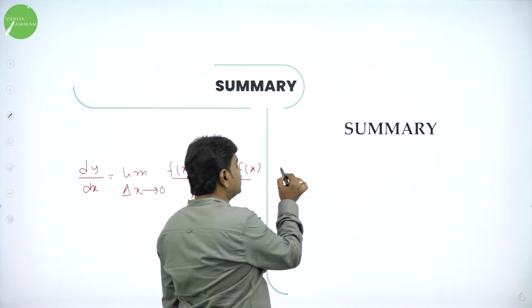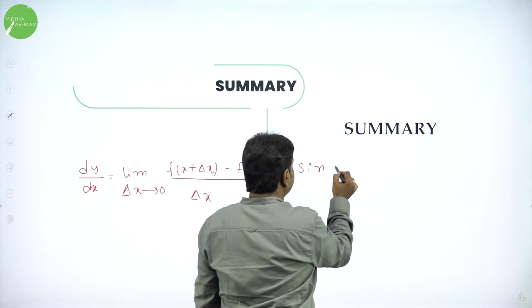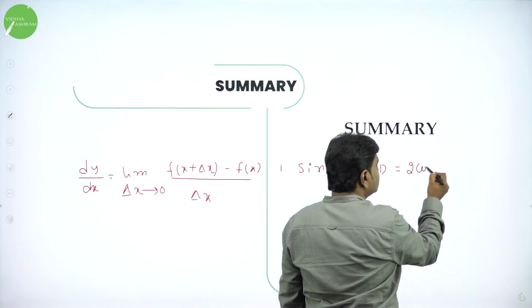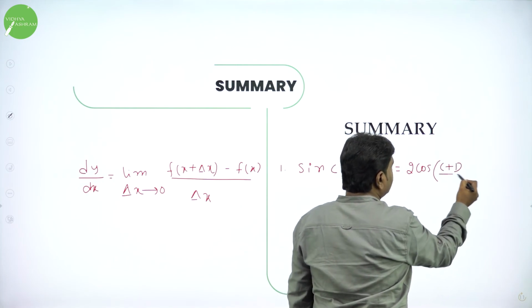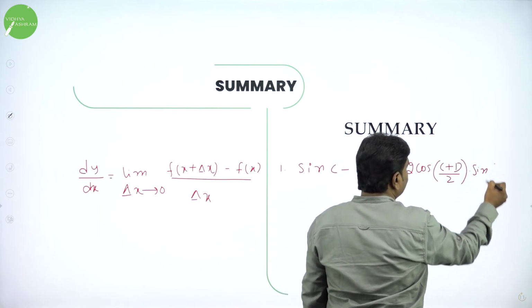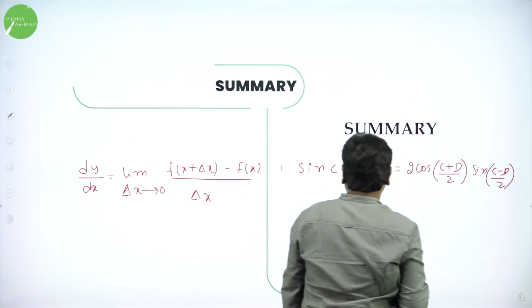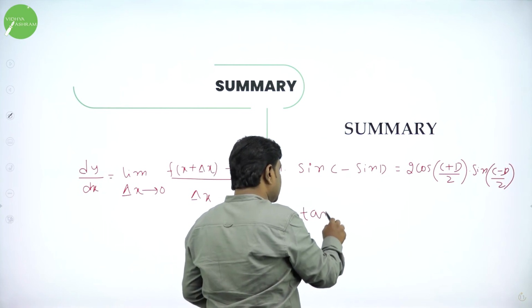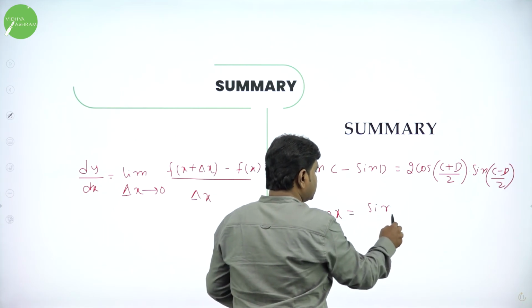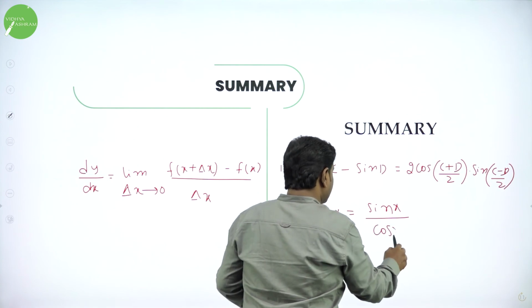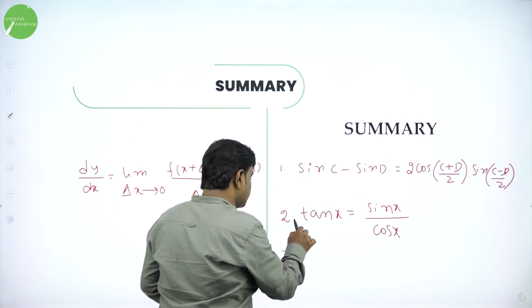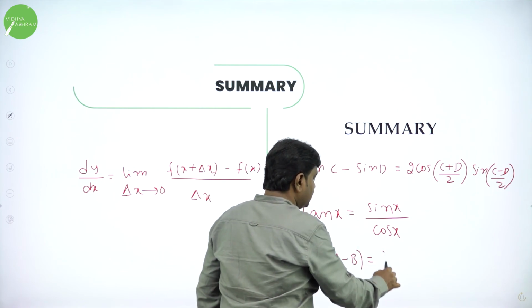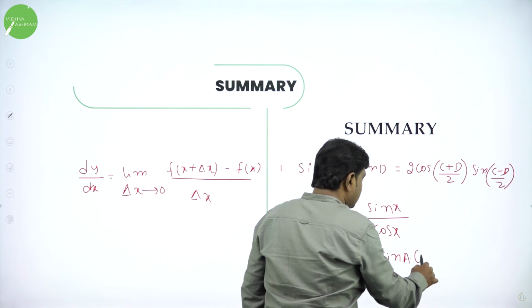in today's class the basic trigonometric functions we use sin c minus sin d. What is sin c minus sin d? 2 cos c plus d by 2 into sin c minus d by 2. You should be thorough with this. And one more interesting format I told you, tan theta, tan x can be written as sin x by cos x. This is another hint. And we used another compound angle, sin of a minus b. What is sin of a minus b in maths? Sin of a minus b is sin a cos b minus cos a sin b.